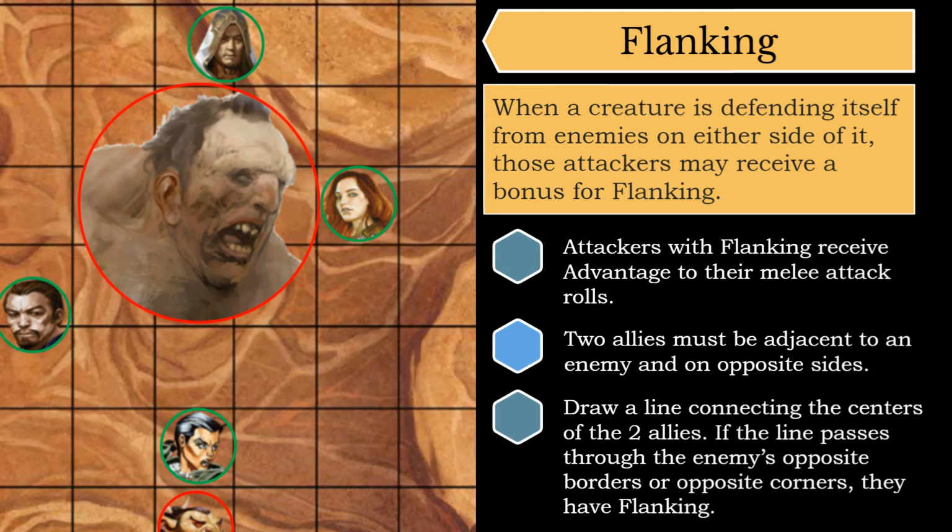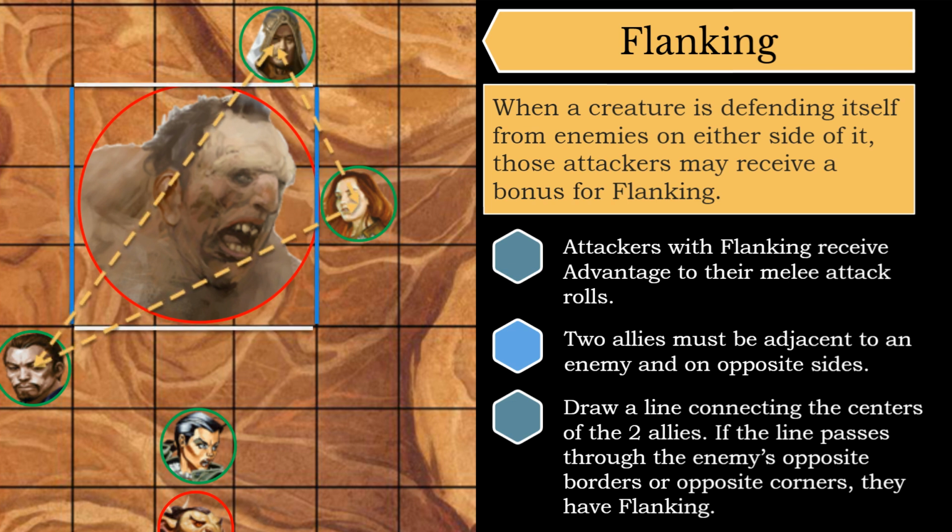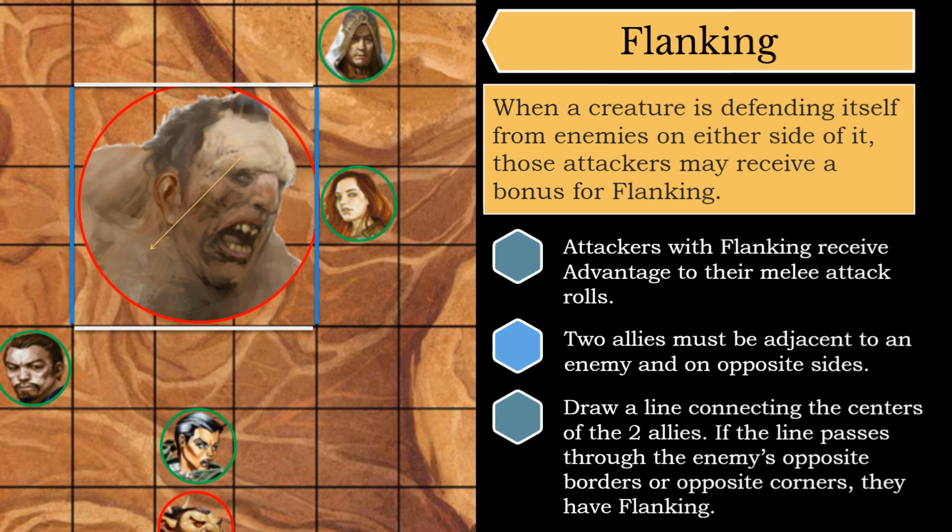For our last example, do any of the heroes have flanking against the giant? No, they do not. Because if we draw lines between them, none of them pass through opposite borders of the giant. But if Melik moves here, he and Quinn do have flanking now, because their line passes through opposite corners.